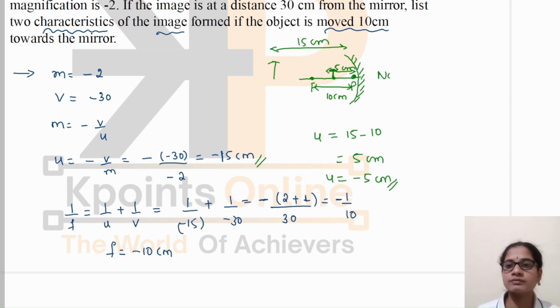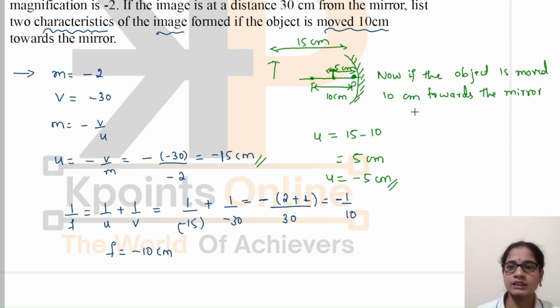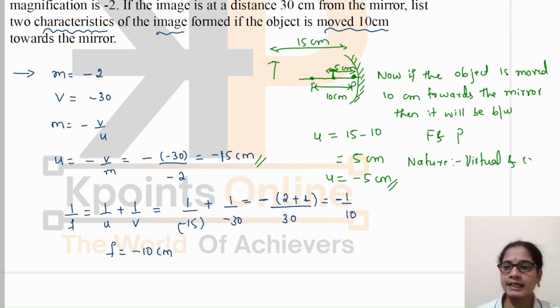Means now if the object is moved 10 centimeter towards the mirror, then it will be between F and P, that is focus and pole. So what will be the nature of the image formed in case of concave mirror then? It will be virtual and erect. Yes, the nature of the image is virtual and erect.